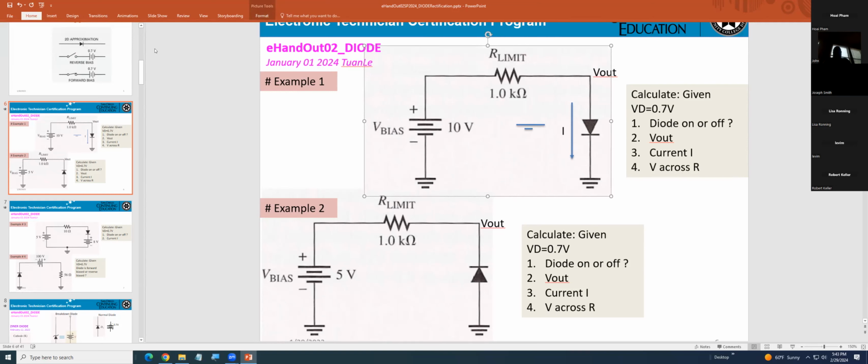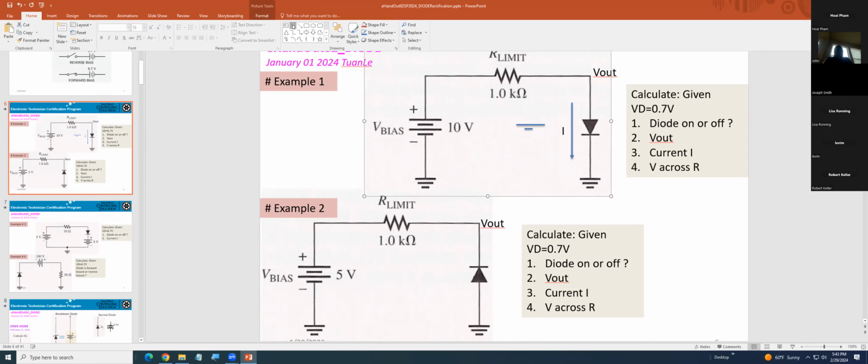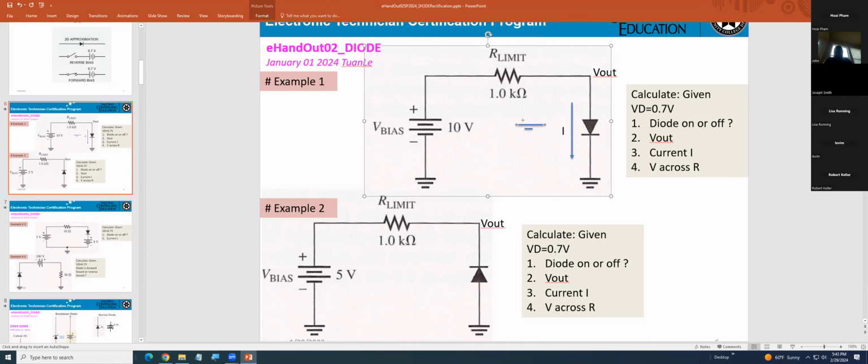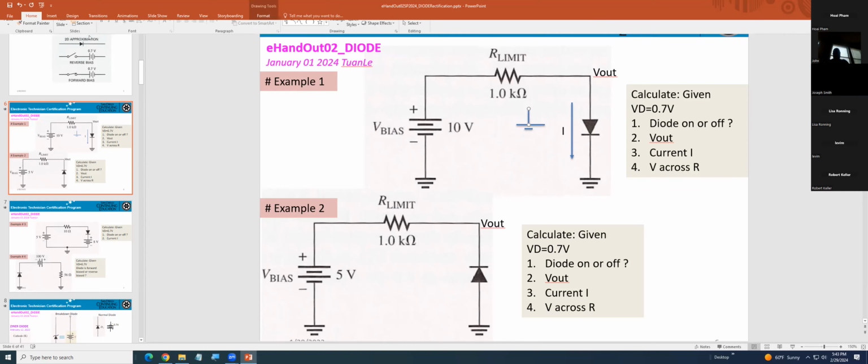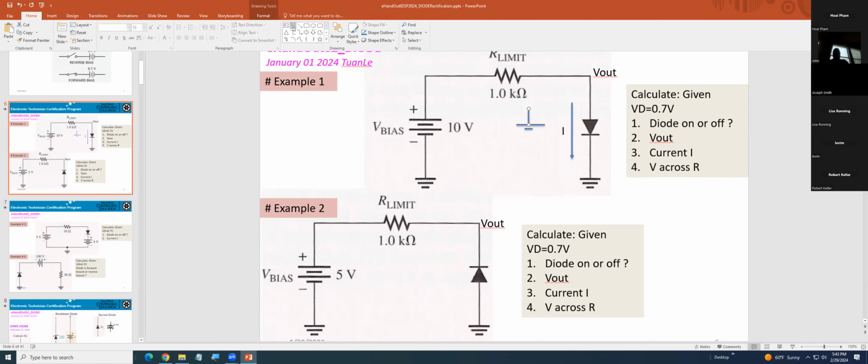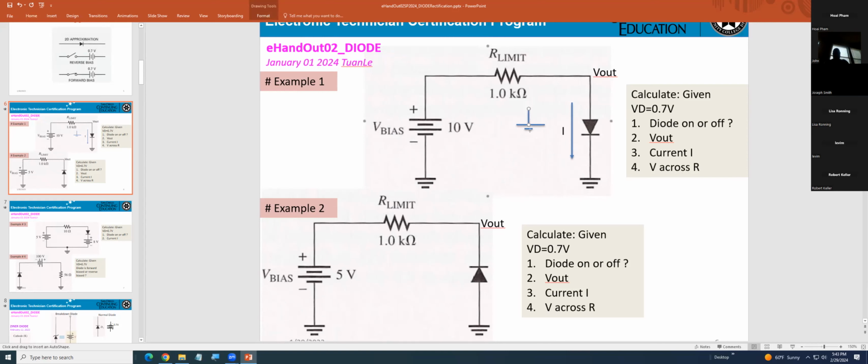What Mr. Pham is saying is, in step one, when you remove the diode, you're determining whether it's forward bias or reverse bias. Then once you determine that, if it's forward bias, you replace the diode with a battery. That doesn't make any sense. Replace it with a battery?